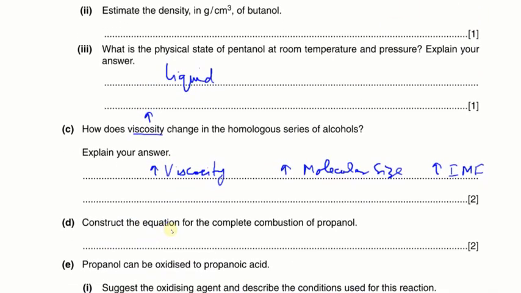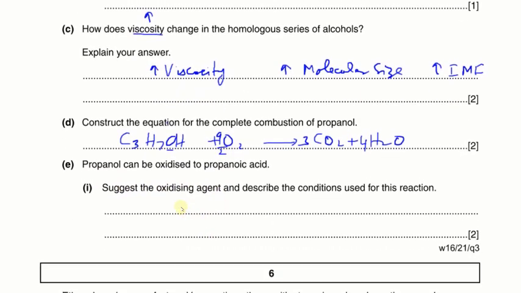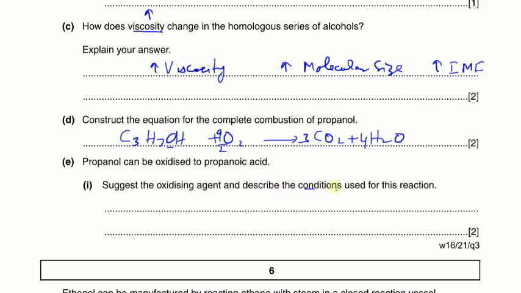Then we have to construct the equation for complete combustion of propanol. C3H7OH plus O2 gives you carbon dioxide plus water. To balance, write 3 here, then 7 plus 1 is 8, so write 4 here, and now we'll have 6 plus 4, 10. So we'll have to write 9 by 2 here because we already got one oxygen over here. Okay, same question, oxidizing agent. The conditions: we have to heat it, and the oxidizing agent is acidified potassium dichromate.